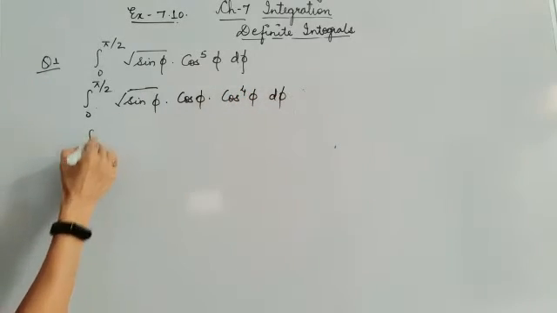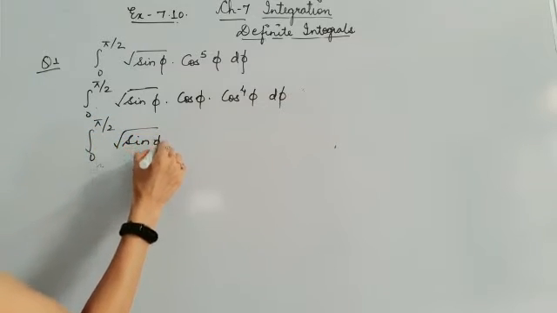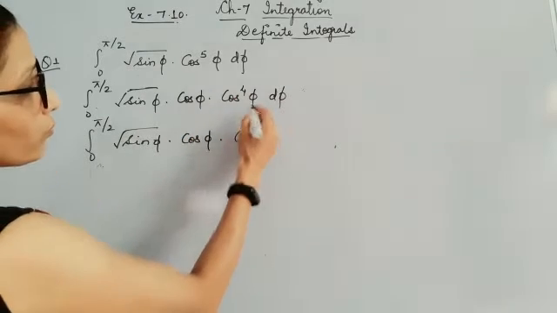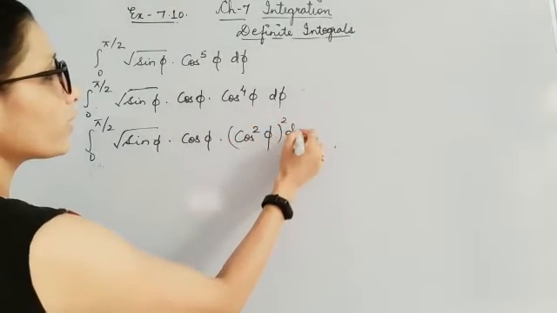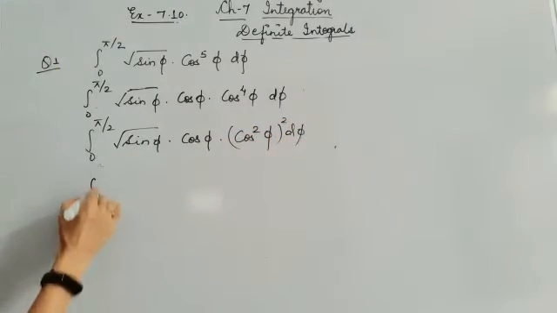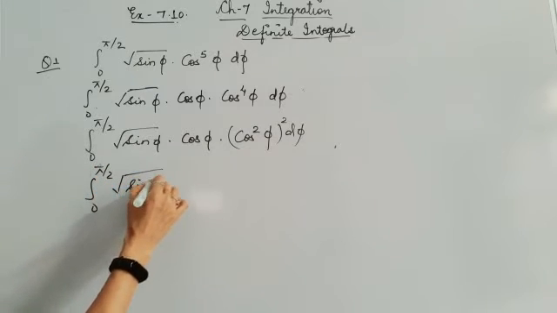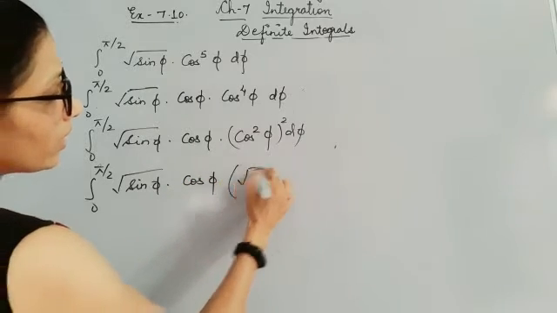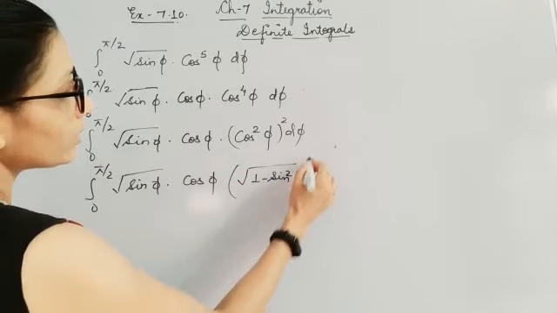Now again I can write this cos raised to power 4 phi as cos square phi whole square. Now this can again be written as under root sine phi into cos phi, and this can be written as under root 1 minus sine square phi by the identity.